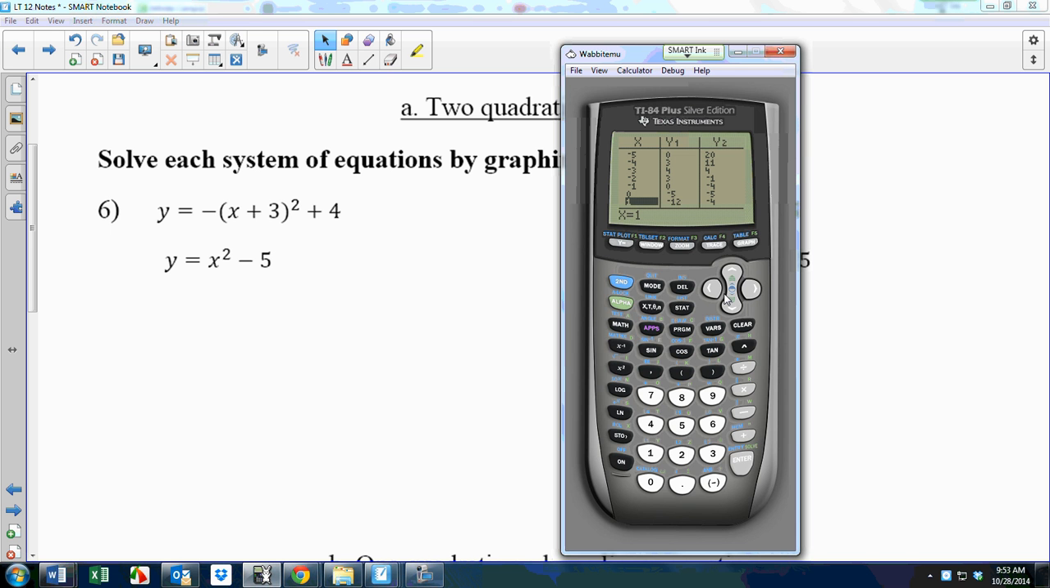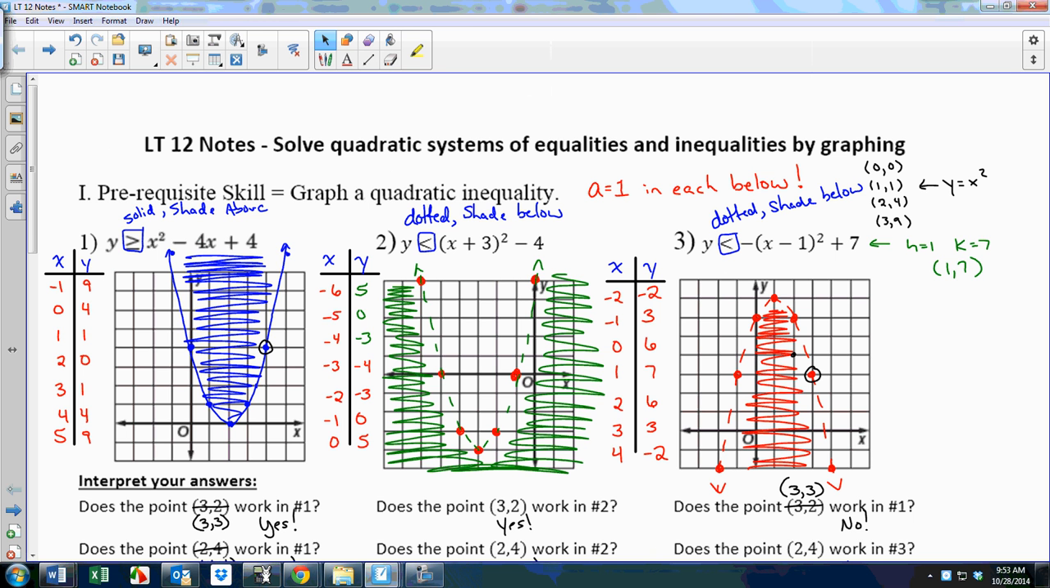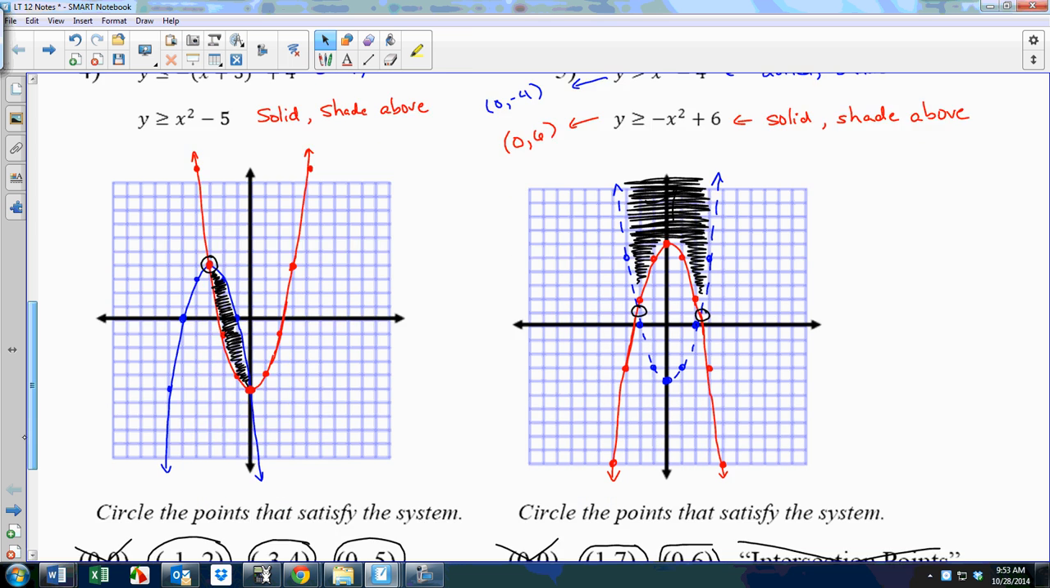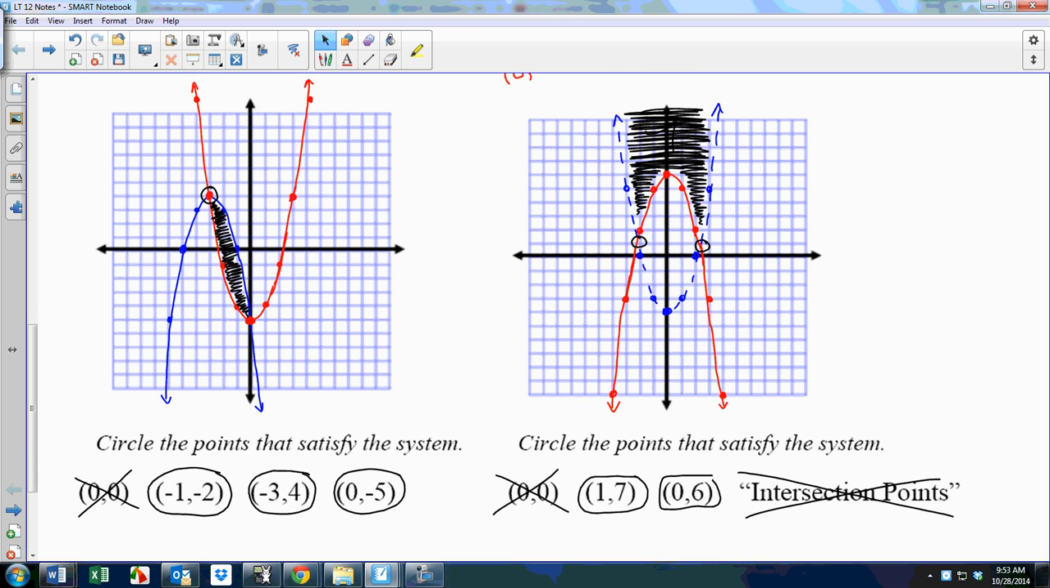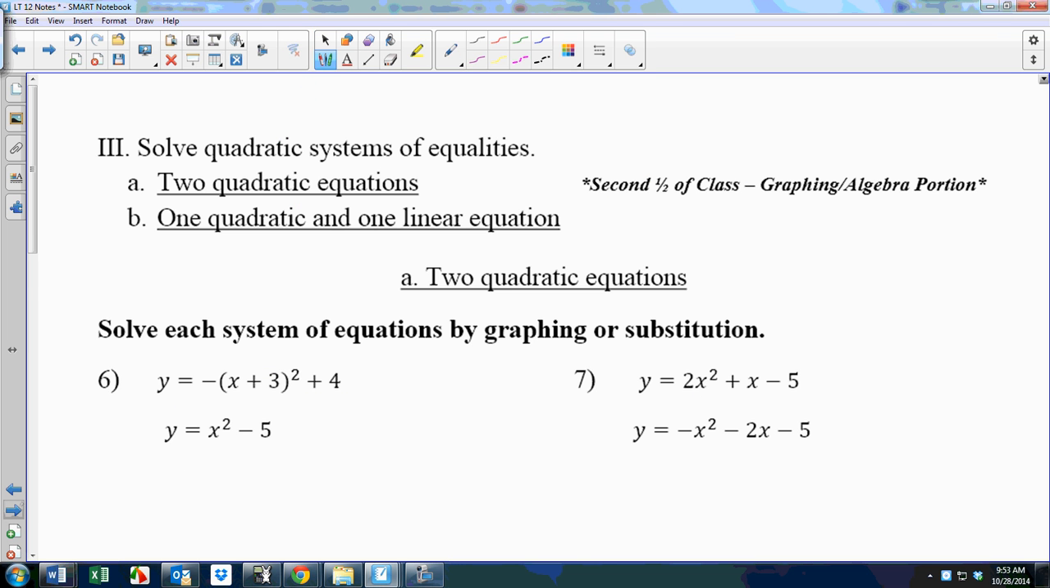And by the way, we really didn't have to do that, but I did want you to see it in your own calculator. We just graphed those two in number 4 over here. And where did they overlap, or where did they cross? 0, -5, and -3, +4. So we already had that answer. I wanted you to see it in the calculator, though.